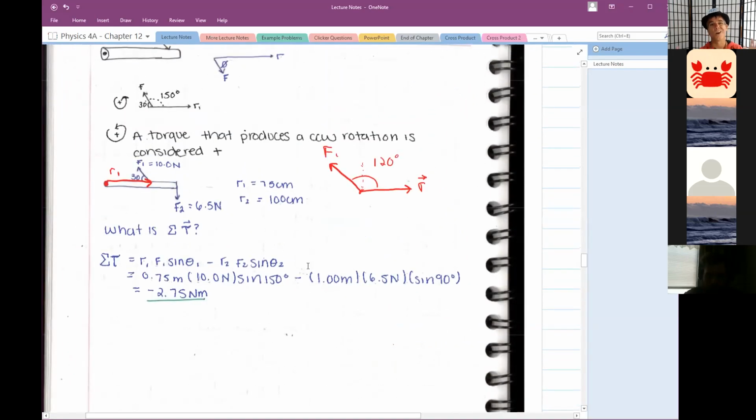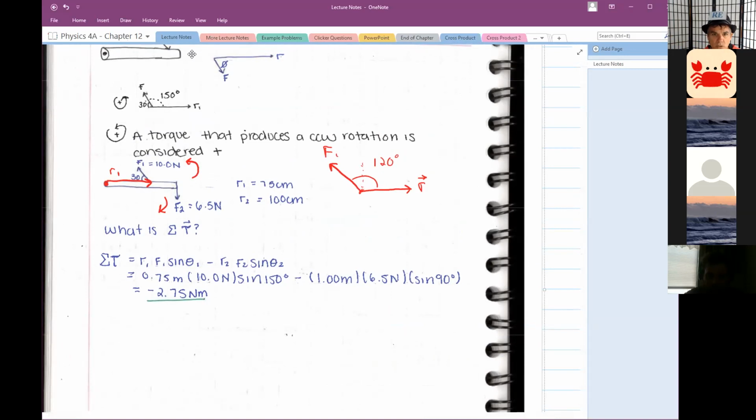these torques are not producing rotations in the same direction, so they can't have the same sign. So in this case, F1 would cause this thing to rotate counterclockwise. So we consider F1 to produce a positive torque. F2 would cause this to rotate clockwise. So that would be a negative torque. So that's just sort of what we covered so far.